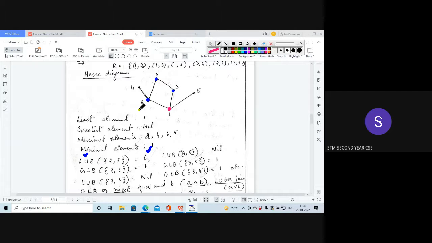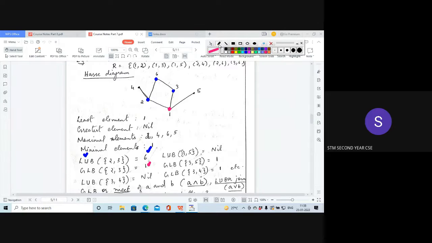Those elements that come below it are called lower bounds, and we have only one element, and the greatest lower bound is also that element. Now this pair 2, 3 has an upper bound, a least upper bound, and a greatest lower bound. Now let us take another pair in this Hasse diagram.